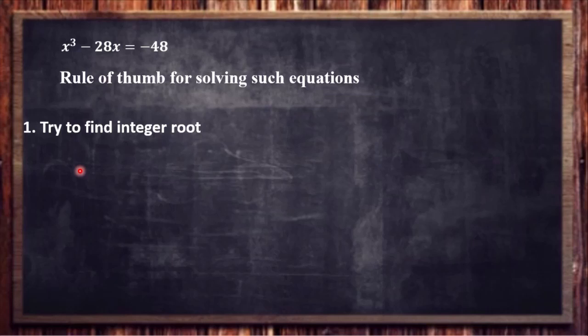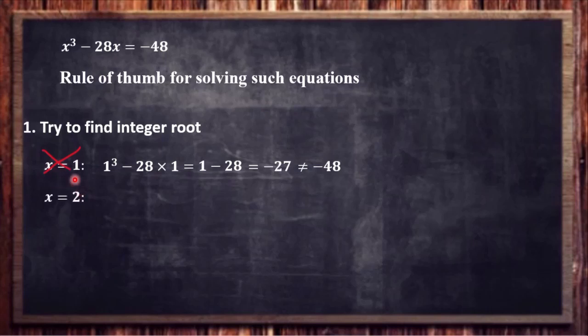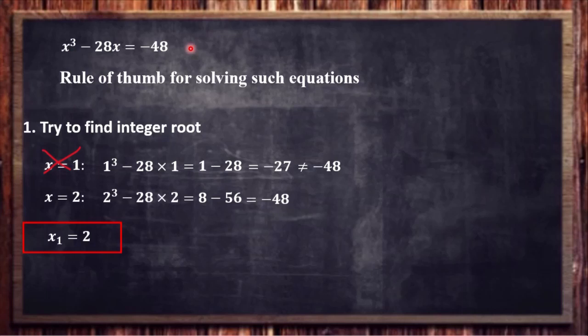We start with a simple number, let's say x equals 1, and plug it into the left-hand side. We will have such an expression, which is equal to negative 27, and definitely it is not equal to negative 48, so this number is not a root of this equation. Let's take another number, x equals 2. Again, we plug into the left-hand side, make simple calculations, and we see that we have a number which is equal to the right-hand side. So x equals 2 is a root of this equation.